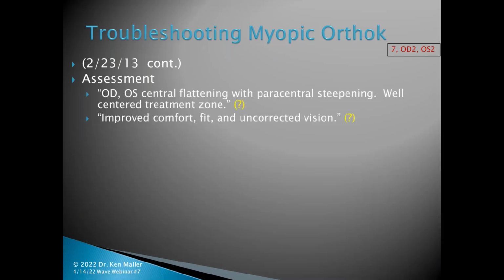The assessment, OD and OS, central flattening with paracentral steepening, well-centered treatment zone. The yellow question mark is mine because it does not look like a well-centered treatment zone to me. Improved comfort, fit, and uncorrected vision.